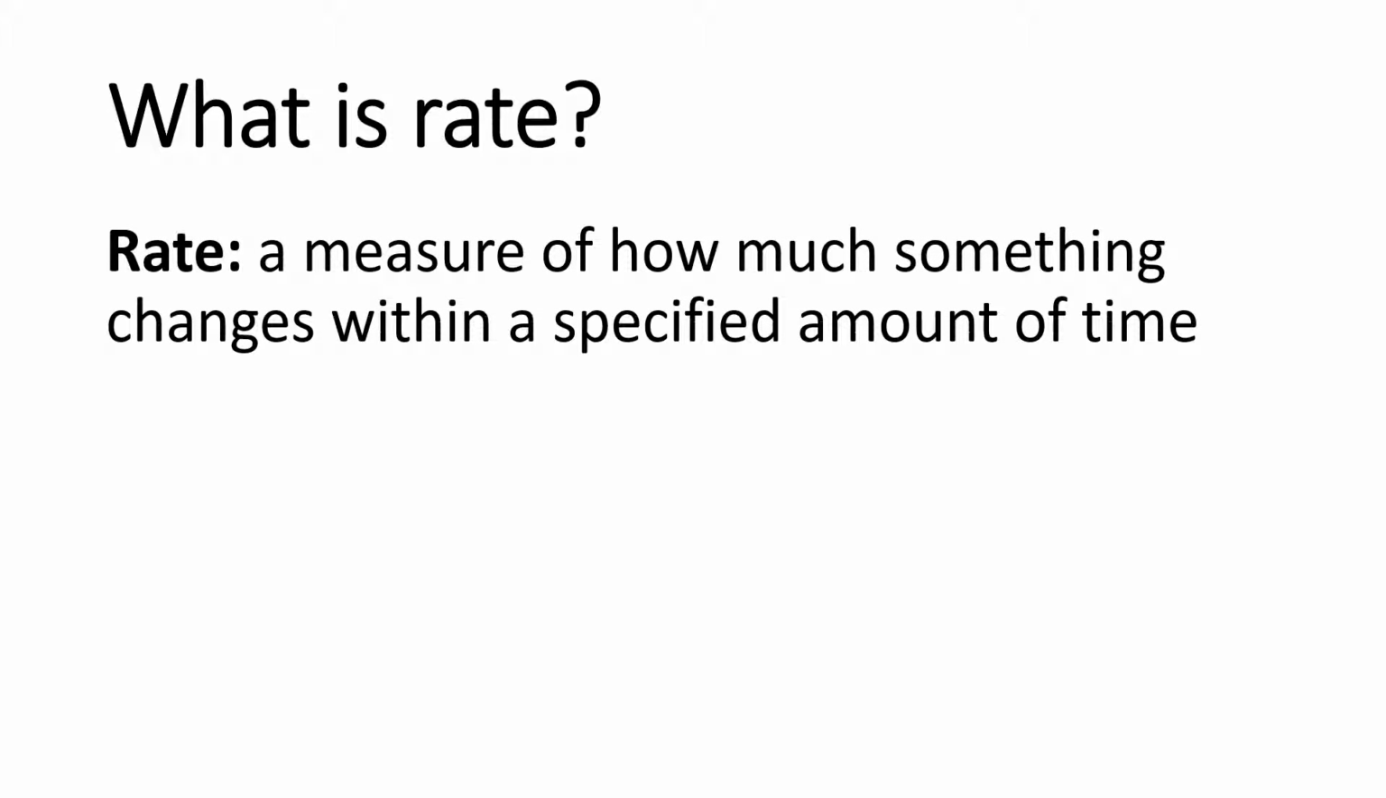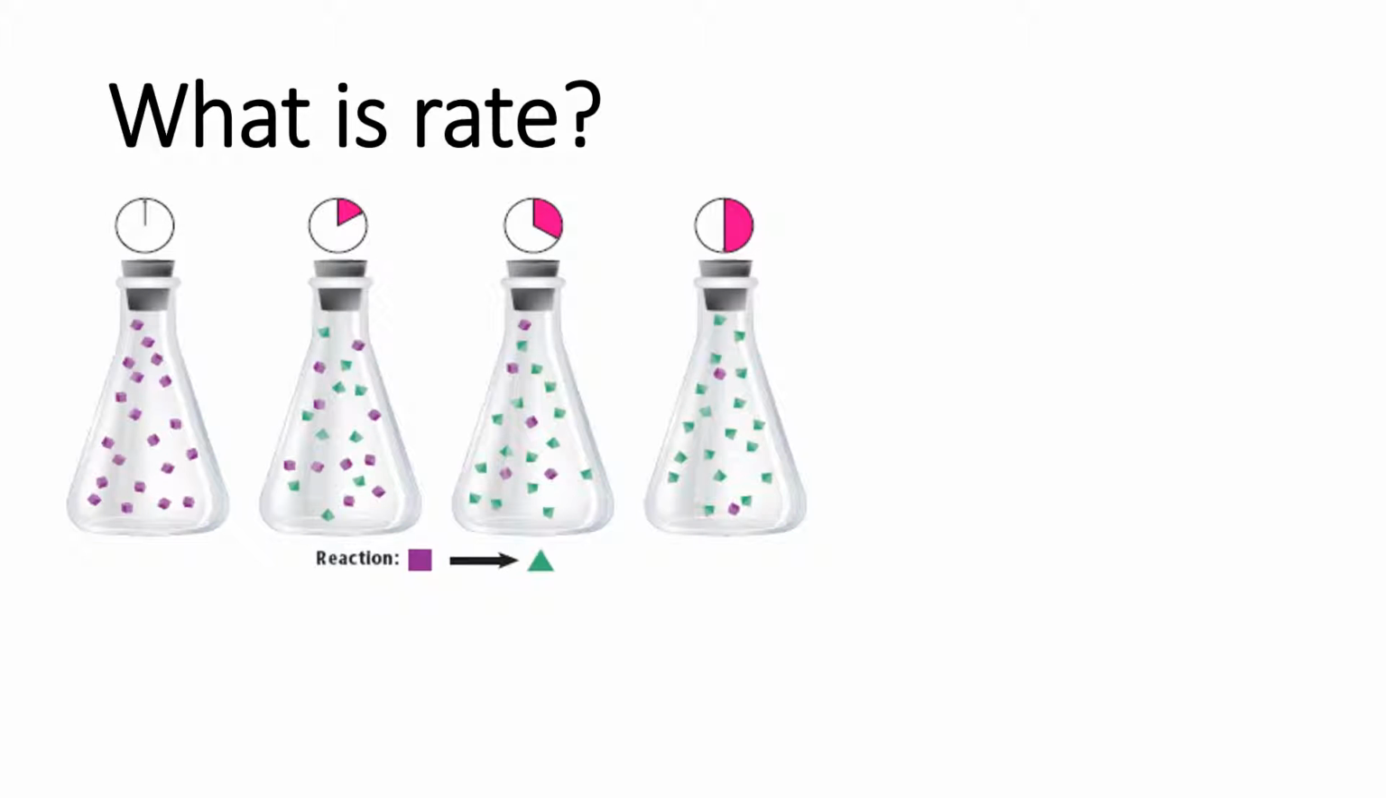So let's review a little bit. Let's talk about what is rate. Remember from last time, rate is a measure of how much something changes with a specified amount of time. There are two key things here, change and time. When we have a chemical reaction, change is occurring from a reactant to a product, and that change is occurring along a specified amount of time.